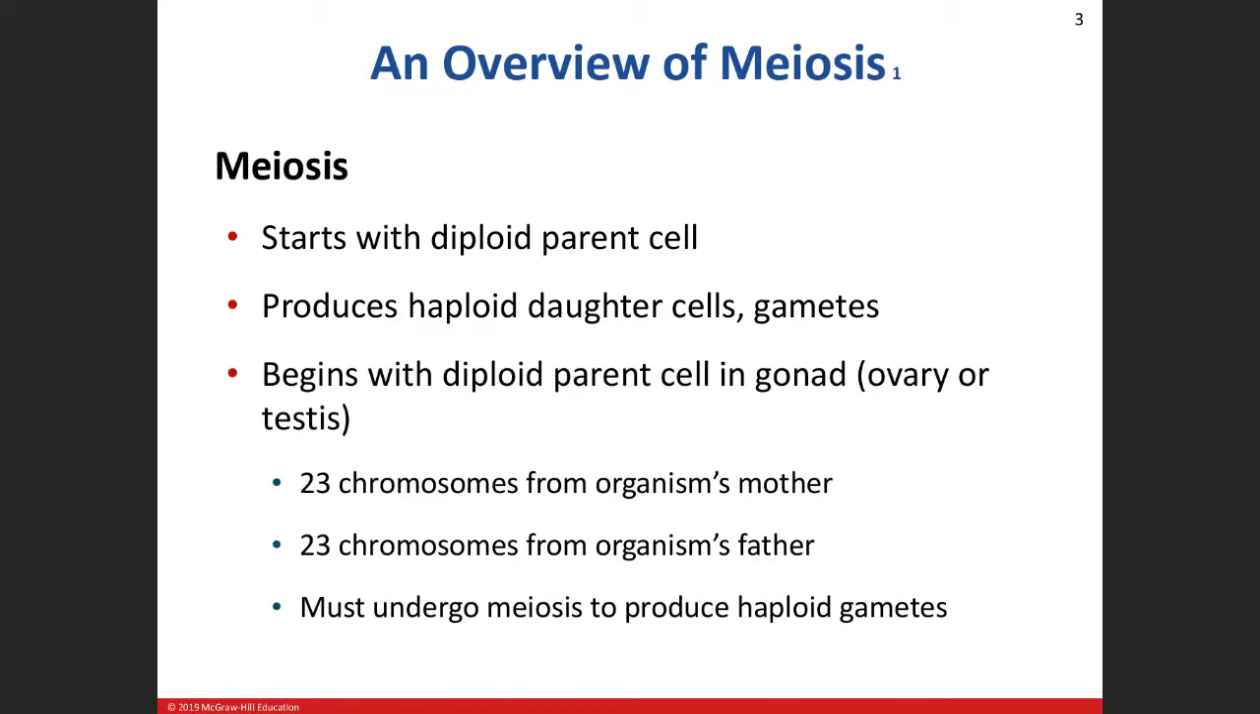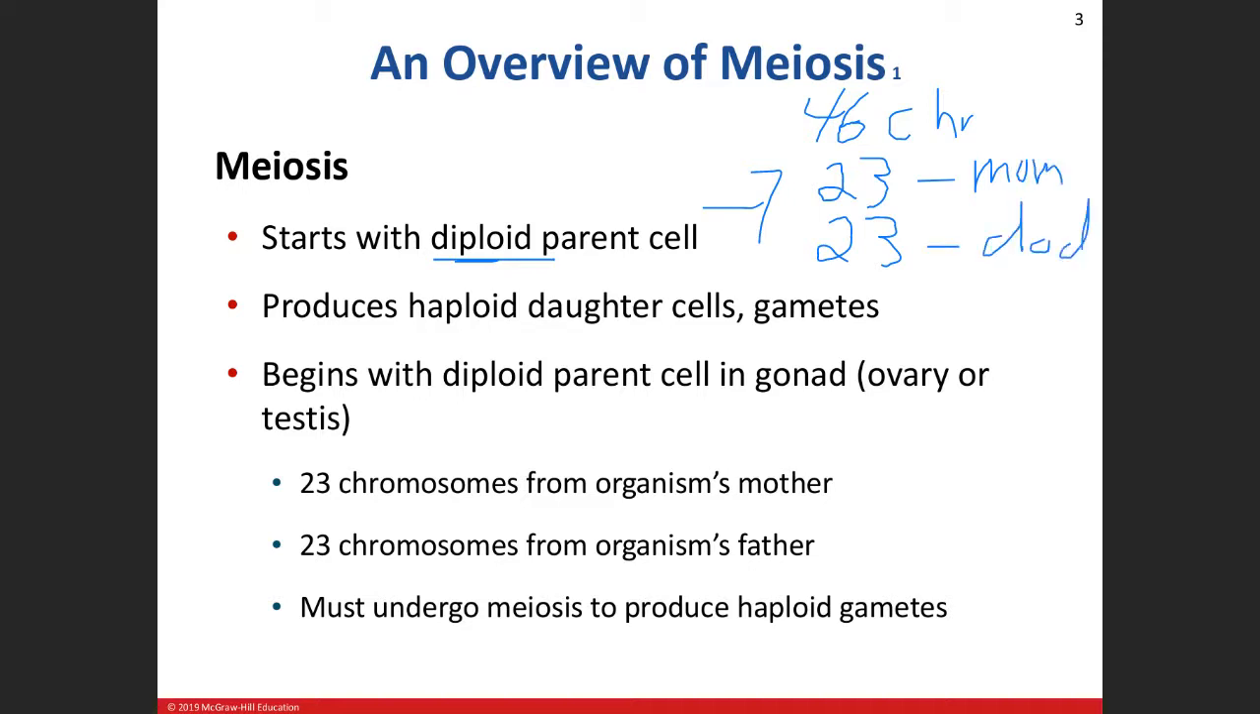So we're going to start off with meiosis. We're going to start off with what we call a diploid parent cell. That's basically a cell that has 46 chromosomes. I'm just going to put CR. Half of those, 23, because 23 plus 23 is 46, half of those come from mommy, and half come from daddy. So when we're talking about meiosis, we're going to be talking about this diploid parent cell. It's either going to be in the testes or the ovary here.